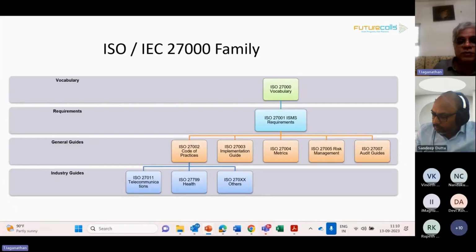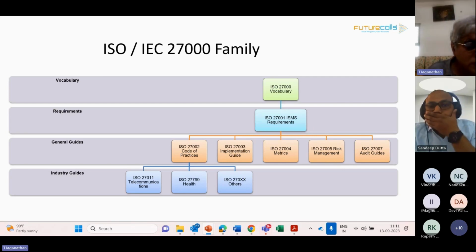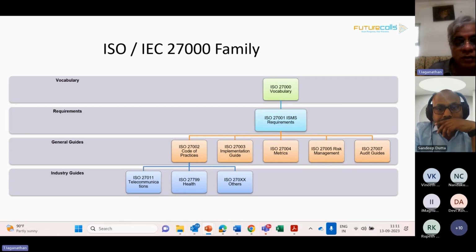Requirement standard is 27001. Guideline standards are 27002, 27003. The difference is that the requirement standard is the only one which can be audited and certified. You cannot be certified on 27000, naturally, because it is a vocabulary standard. There is no way to certify for an index page, right? So the requirement standard is the only one which states what you are supposed to do. It is a list of do's.